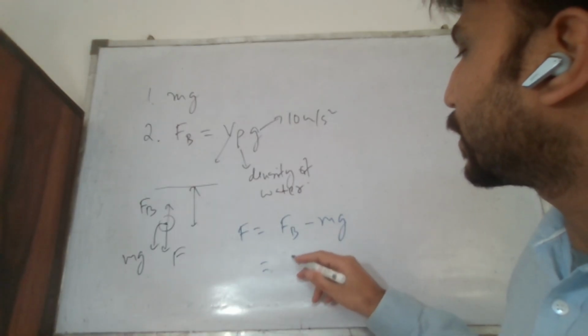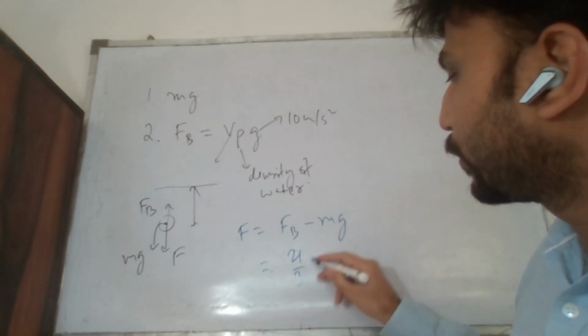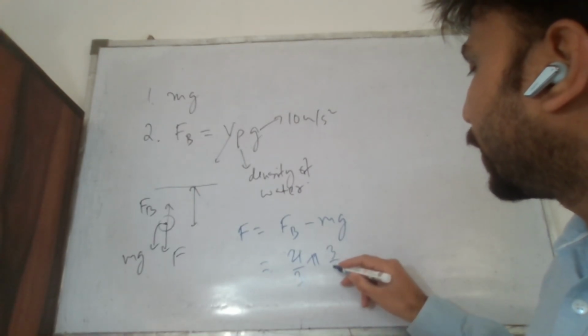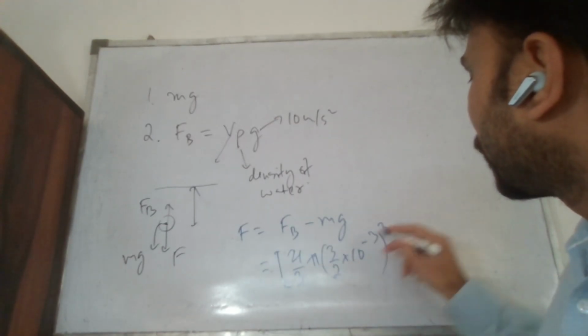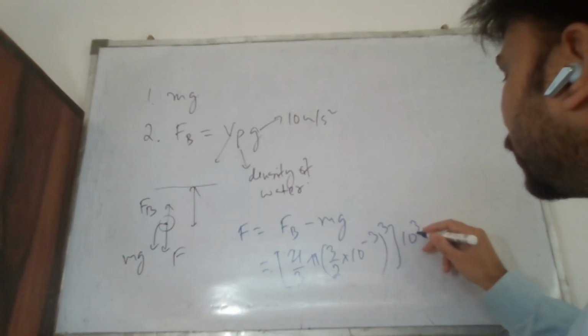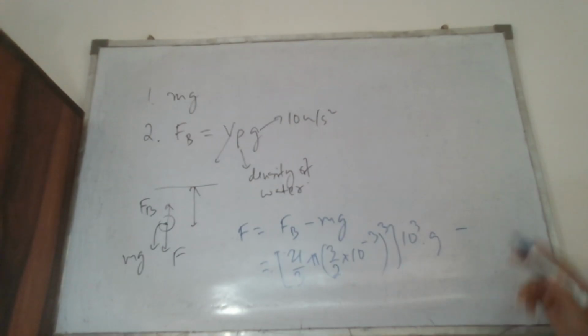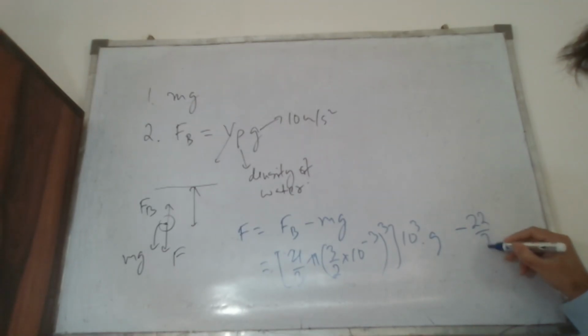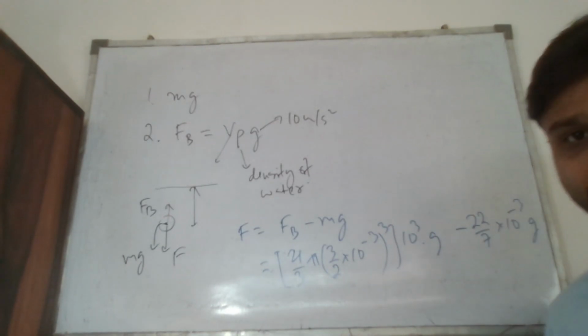So this buoyant force is volume of the ball, that is 4 by 3 pi times (3 by 2 times 10 to the power minus 3) cubed, times density of water 10 to the power 3 into g, minus mg. Mass of the ball is given to us as 22 by 7 into g. So this is the net force acting.